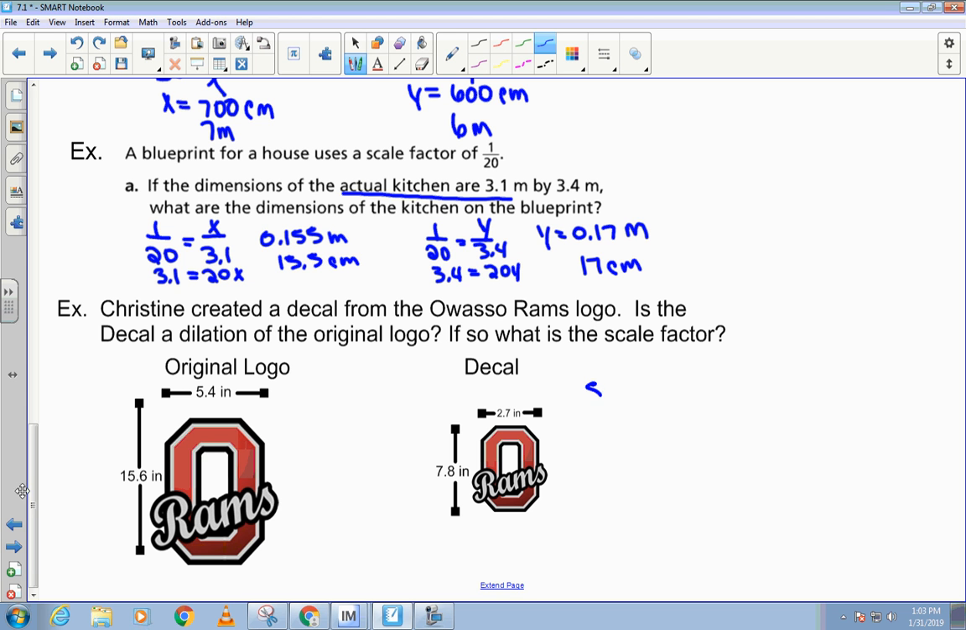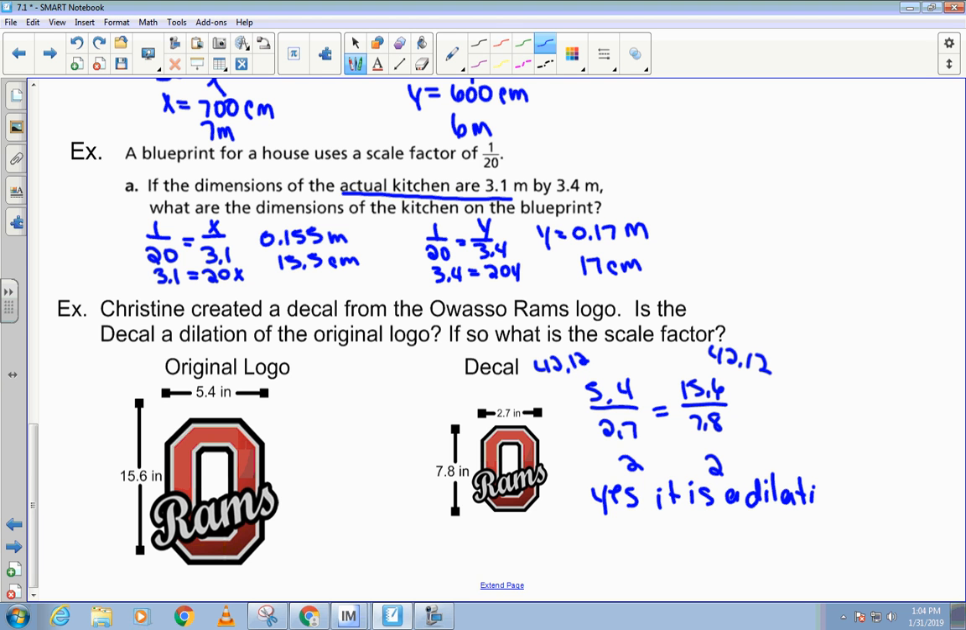So if I took 5.4 to 2.7, if it's proportional, then I should be able to take 15.6 to 7.8, right? Okay, so how can I determine if they're proportional? If we simplified it, they both reduce to 2, so that would tell me that it's proportional. What's the other thing I could do? I could cross multiply, that would work also, like we did yesterday. And if I get 42.12 for both, which I will, then that's proportional. Okay? So the answer is yes, it's a dilation.